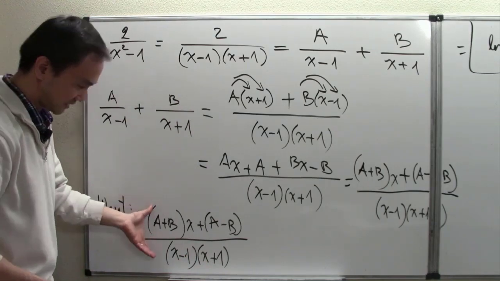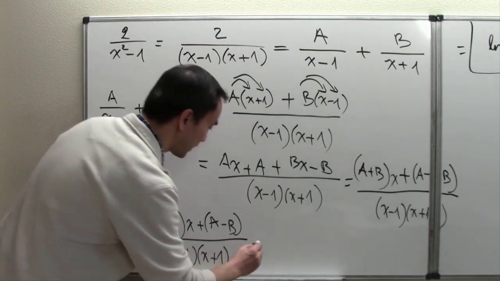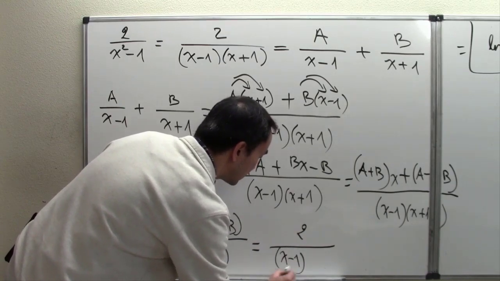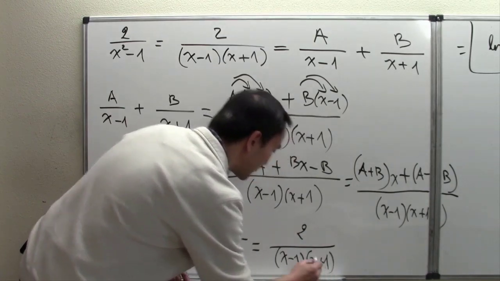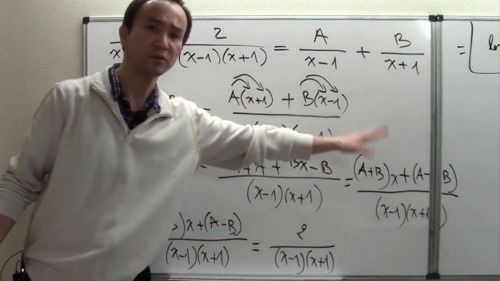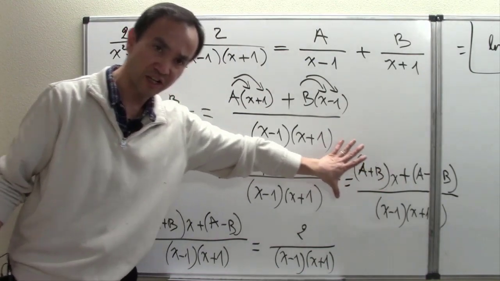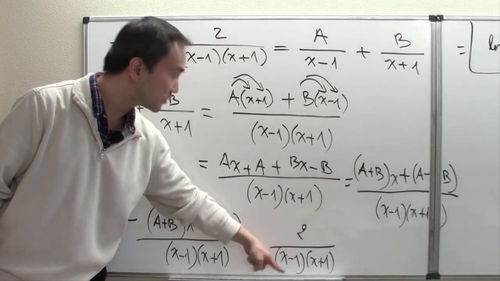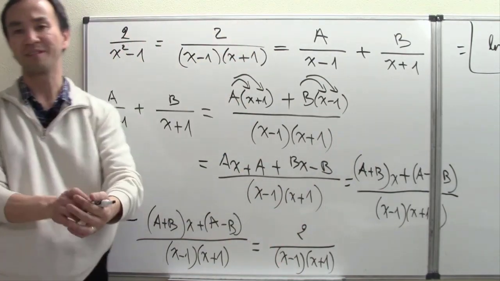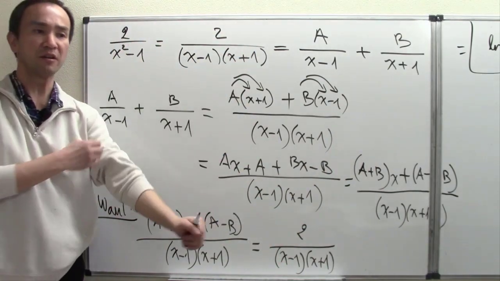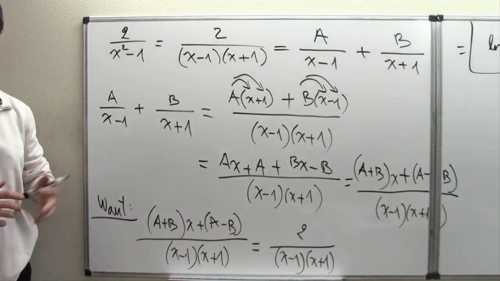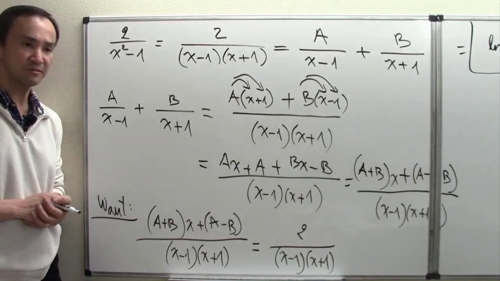We want that to equal 2 over x minus 1 times x plus 1. That's what we want, because the whole reason of doing this is that this fraction in theory has to equal 2 over all of that from the beginning. Okay. And once again, let me know if you have any questions or if you've lost any of the steps I was doing.